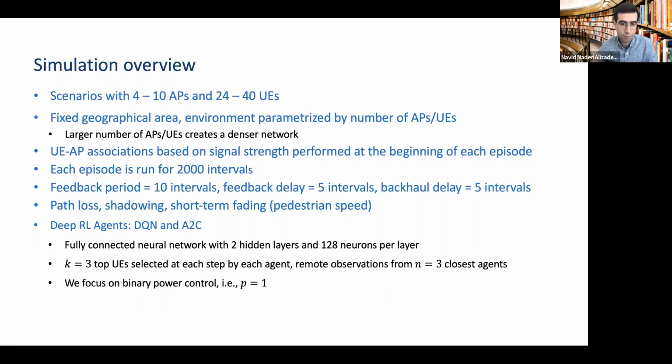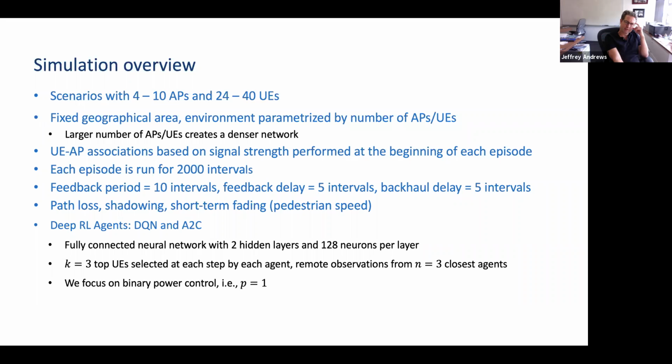And of course, this is applicable to any kind of scenario, but for now, we just focus on binary power control, which means that P is equal to 1. So we either turn off the access point or just activate it with full maximum transmit power.